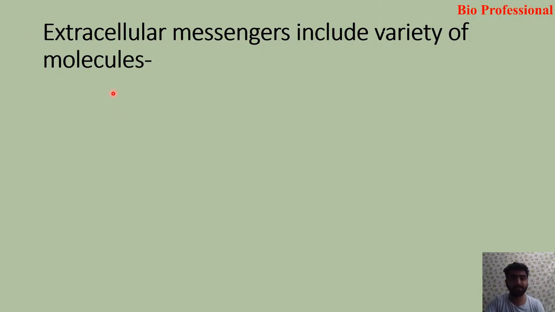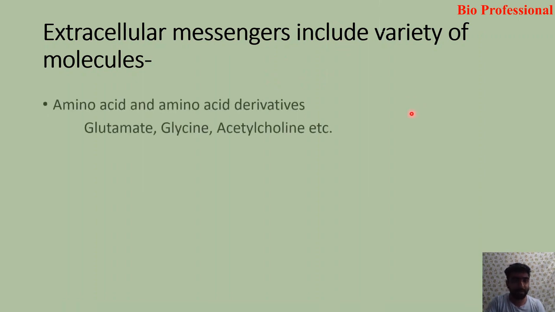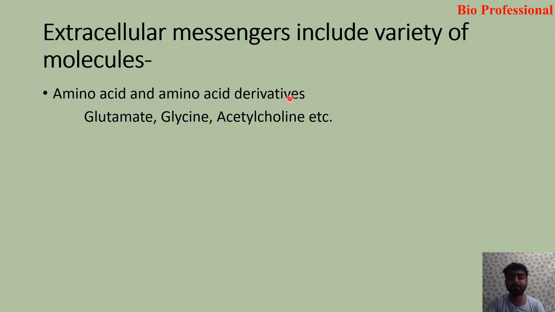Now, extracellular messengers. As I told you, there are signaling molecules which carry a message and provide it to other cells. There are different kinds of extracellular messengers. There are amino acids and their derivatives, for example glutamate, glycine, acetylcholine, etc. They carry some information and pass it on. All these are types of extracellular messengers.